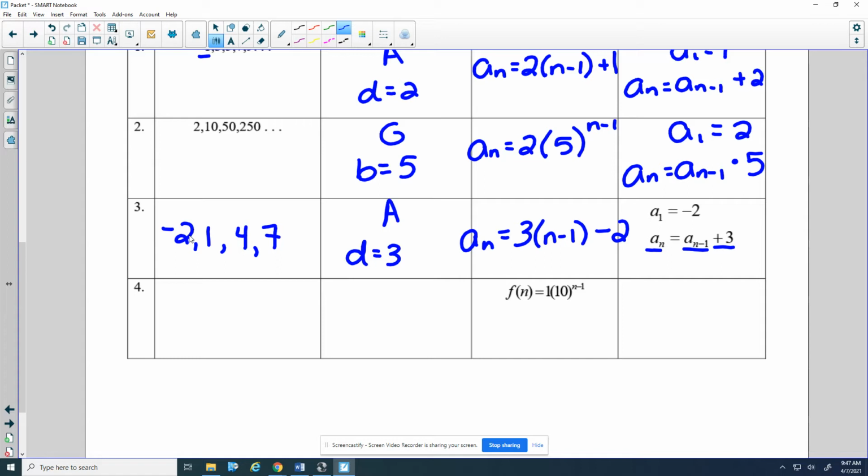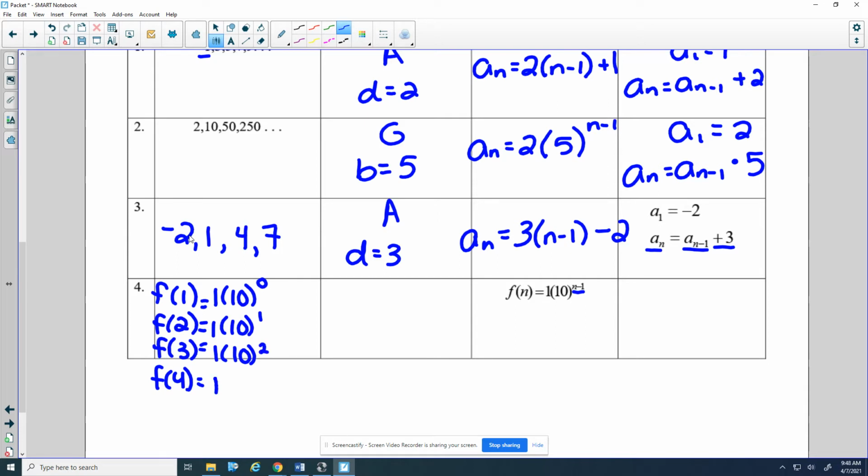So looking at my next one, I have an explicit definition to start with. So I'm actually going to plug in those numbers, plug in a 1, plug in a 2, plug in a 3, and plug in a 4 to get the values. So 1 times 10 to the n minus 1. So n minus 1 is 1 minus 1 is 0. This is 1 times 10 to the 0. 2 minus 1 is 1. 1 times 10 to the 1. So when I say the 2 minus 1 or 3 minus 1 in this case, I'm just doing that part.